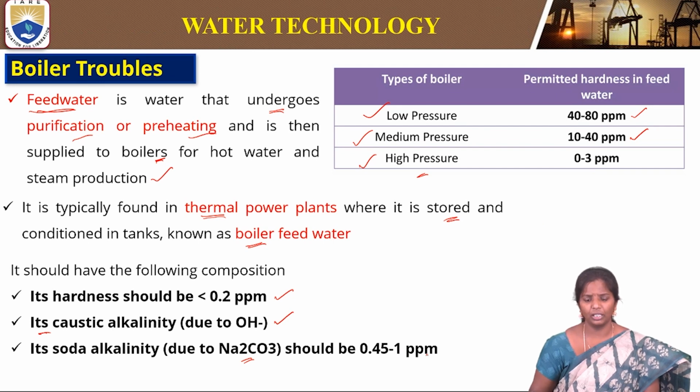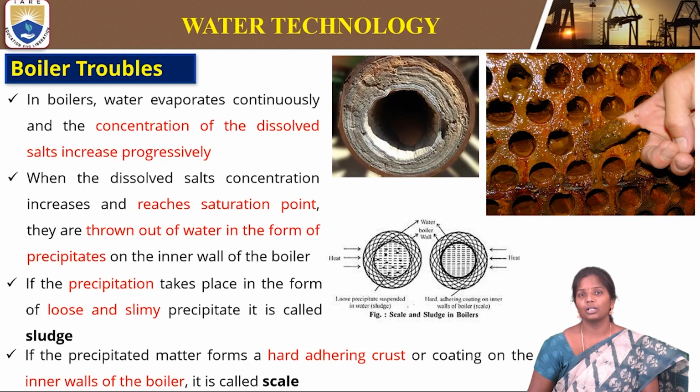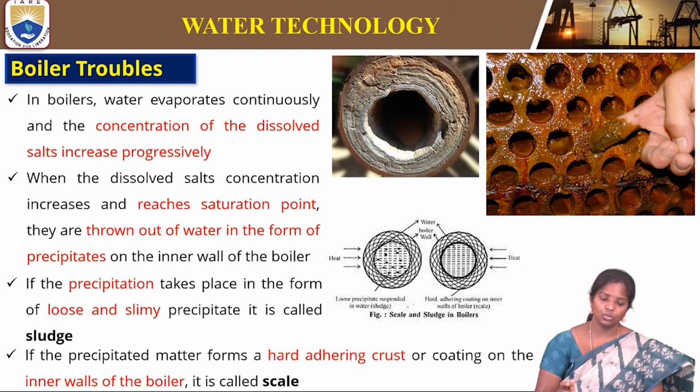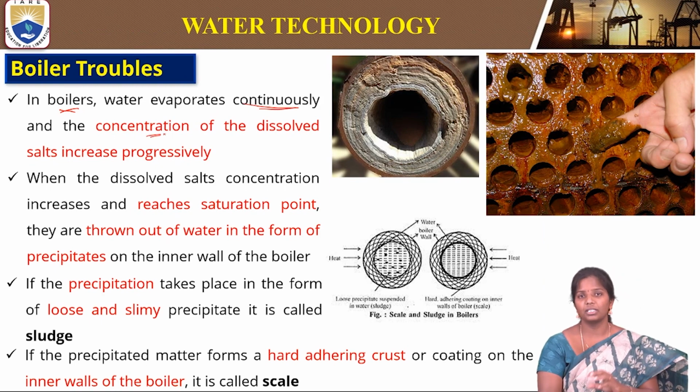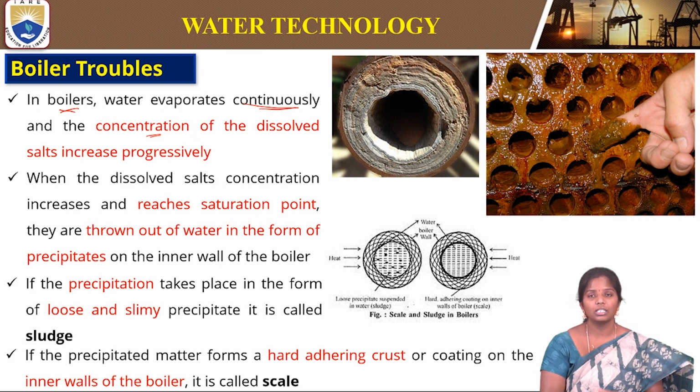So these are some of the prerequisites for any boiler's functioning. Now we will see what troubles occur if we use hard water for industrial applications. So in boilers, what happens? Water evaporates continuously, and the concentration of dissolved salts, the salts already present in water, will increase.